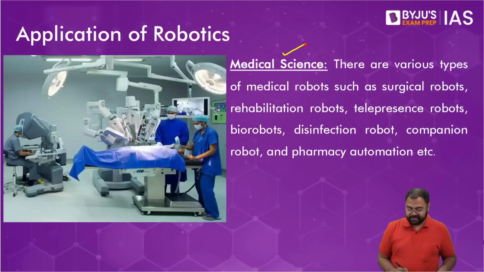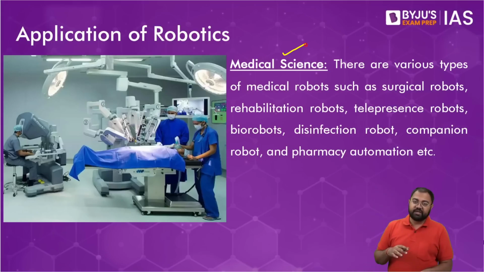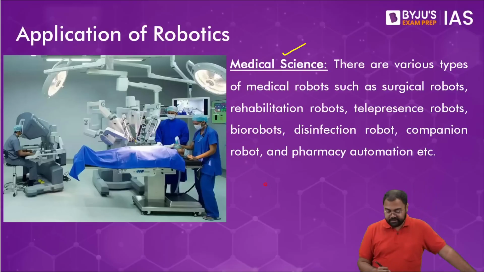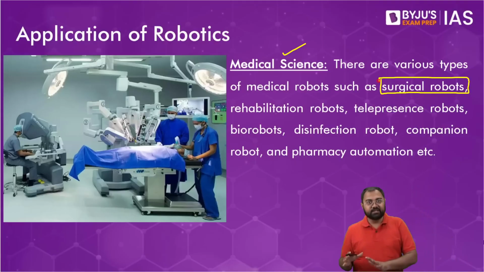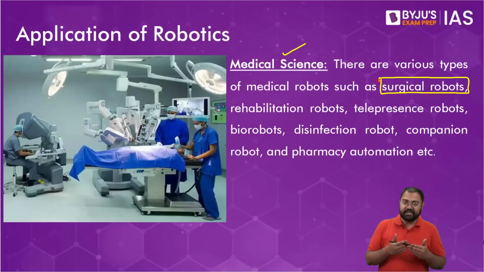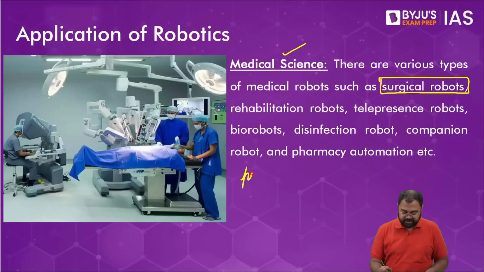Then in medical science, we have surgical robots, rehabilitation robots, and different types of robots that can do various tasks. But largely what we see today is that surgical robots have started becoming very popular, and they are being adopted by many hospitals. Again, in India, the penetration of surgical robots is pretty limited right now, but we see that here also the numbers are rising. Some of the big private hospitals have already started using these surgical robots, especially in what is called precision surgery.